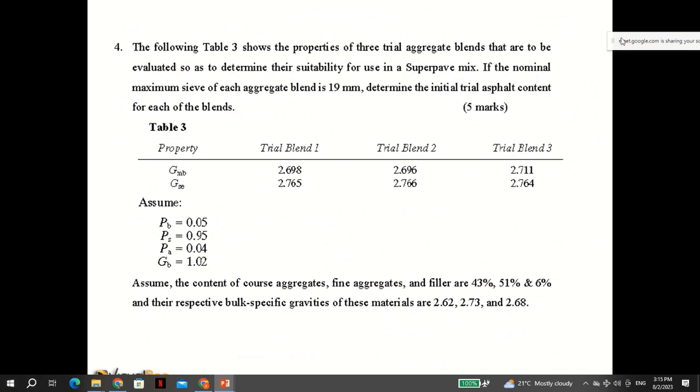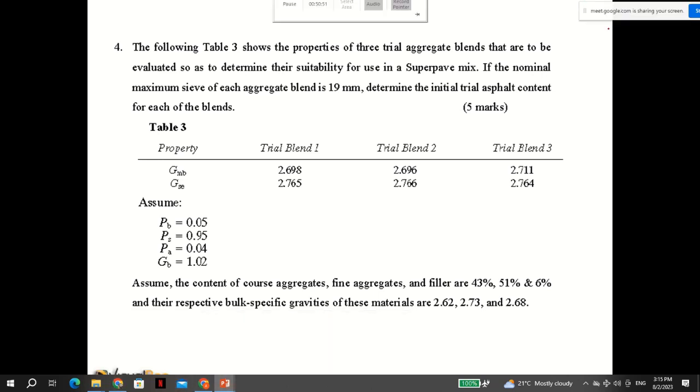Okay, now this one also has some calculations. So this one is the Superpave mix design. Nothing to worry you either because it's just the calculations that now you're fine with, or you should be at least.